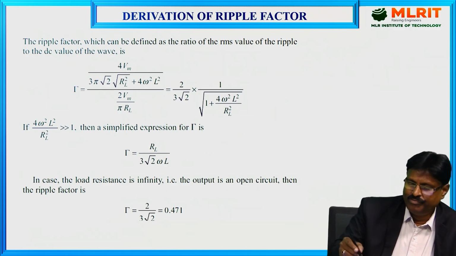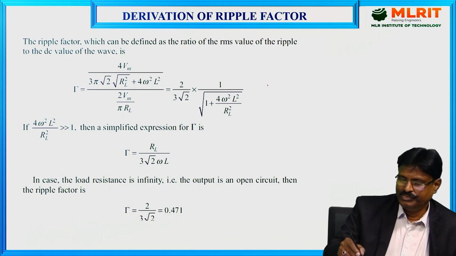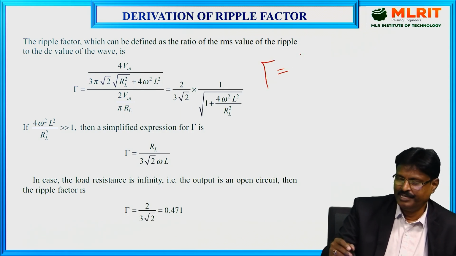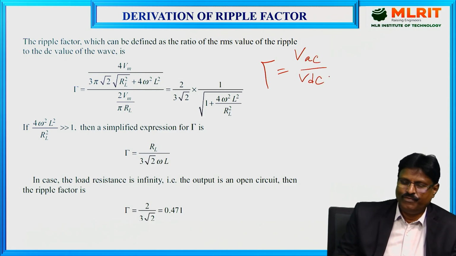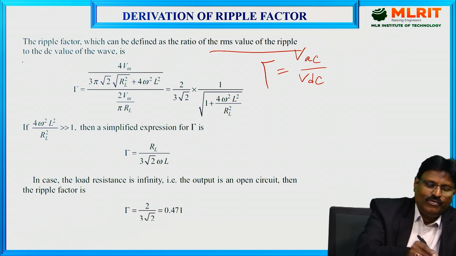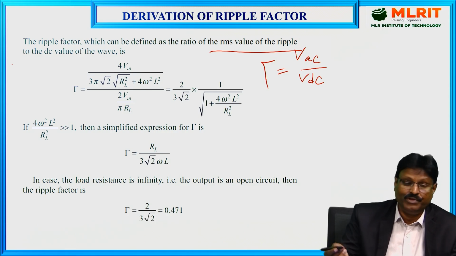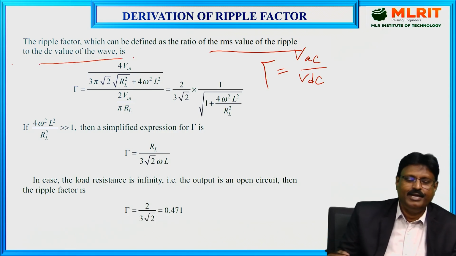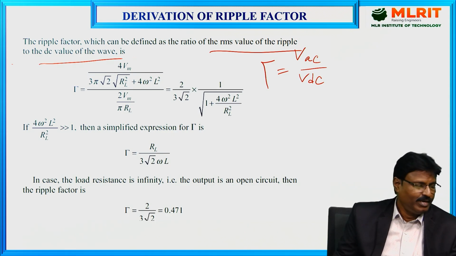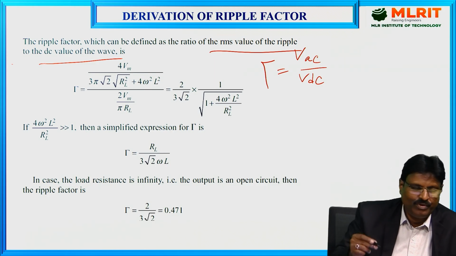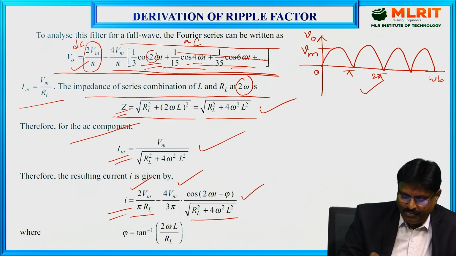Next, the main objective for us is to calculate the ripple factor. Ripple factor can be written as VAC by VDC. It is the ratio of the RMS value of ripple to the DC value of the wave. Ripple means the AC component. So the RMS value of the AC component: here 4 Vm by 3 pi.